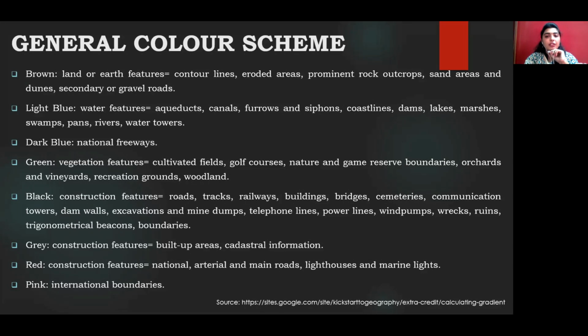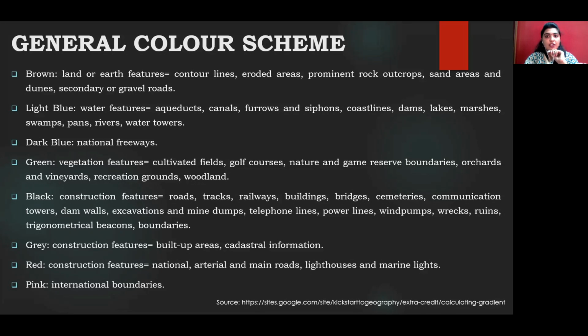Green color, we all know green represents the vegetative area, so it is the cultivated fields, the golf courses, the nature and game reserve boundaries, the orchards, vineyards, all these are shown with green color.